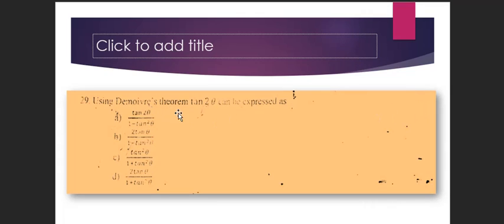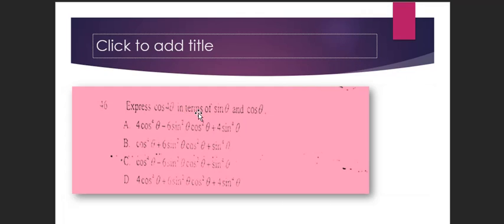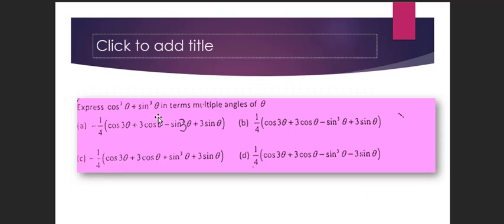Now, the same thing applies to this question. You could use the same approach. Let's use the same approach and try solving this question.